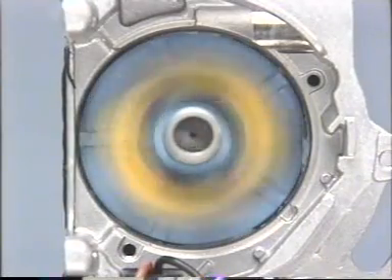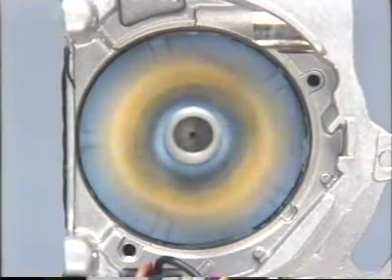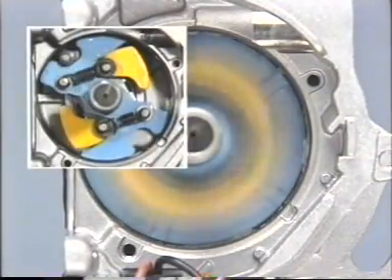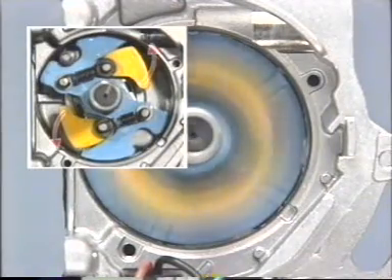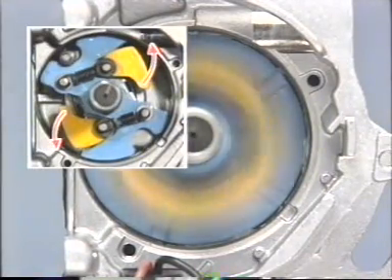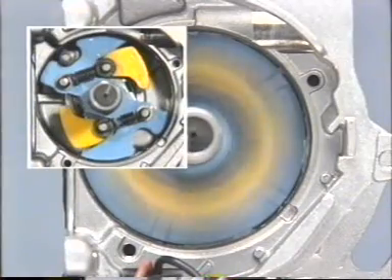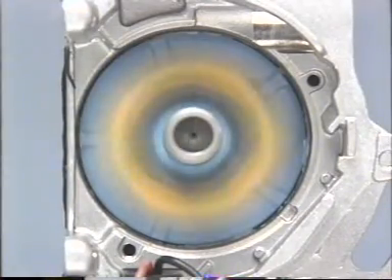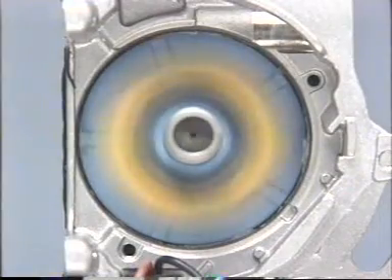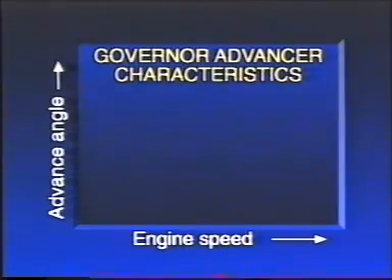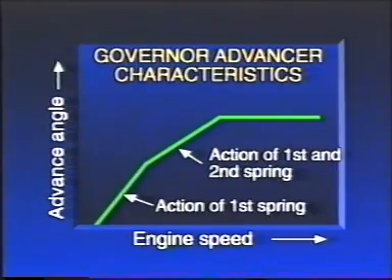As the engine speed increases, the flyweights are gradually thrown outward by centrifugal force. Then the cam plate moves the signal rotor in the direction of rotation until the centrifugal force balances the cam spring force. This operation controls the advance angle. This graph shows the relationship between the degree of the advance angle and the engine speed.